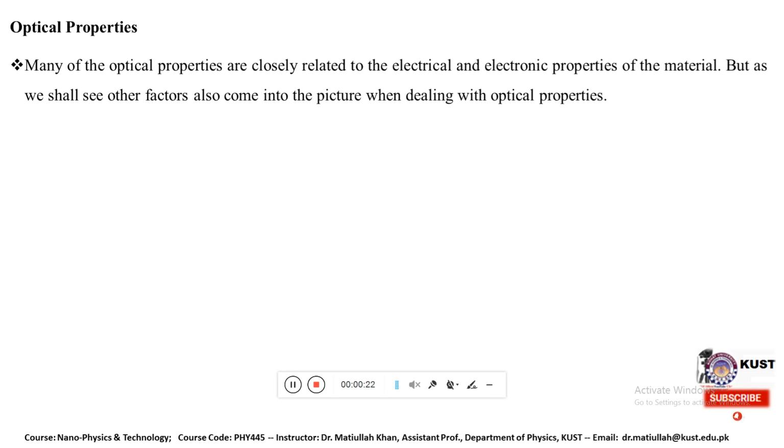Actually, when electromagnetic radiation interacts with matter, its optical properties are generated. The optical properties are closely related to the electronic and electrical properties of the semiconductor material, but we will see in the upcoming slides that they do not depend only upon the electronic structure; there are some other factors on which the optical property depends.